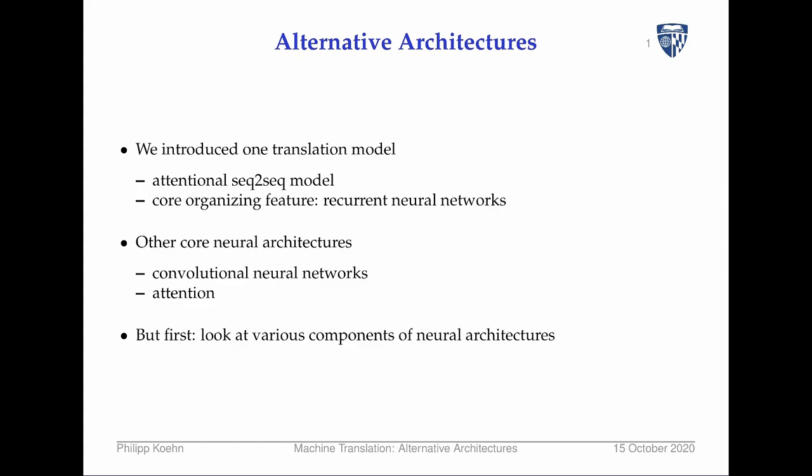So far we introduced one translation model, the attentional sequence to sequence model. And it had as a core organizing feature recurrent neural networks. So we used recurrent neural networks to encode the input sentence in an encoder, and we had a recurrent neural network in the decoder that produced the output words. Today, we're ultimately going to take a look at other core neural architectures. One is called convolutional neural networks, and the other one is heavily based on attention. But before we get to that, as I said, we're first going to look at various components of neural architecture, and we're actually going to start very simple.